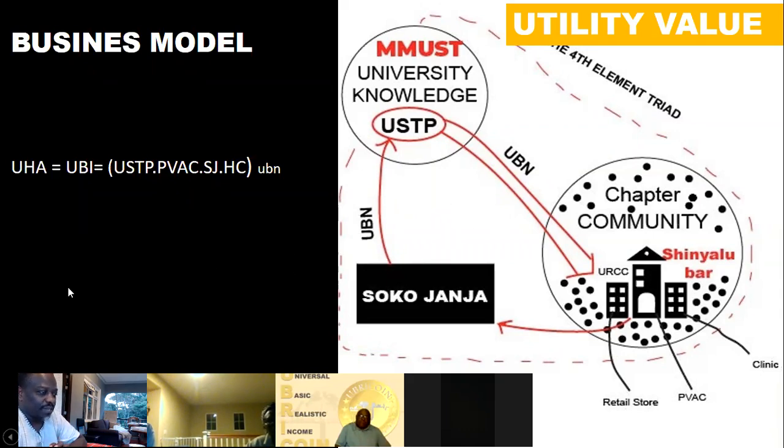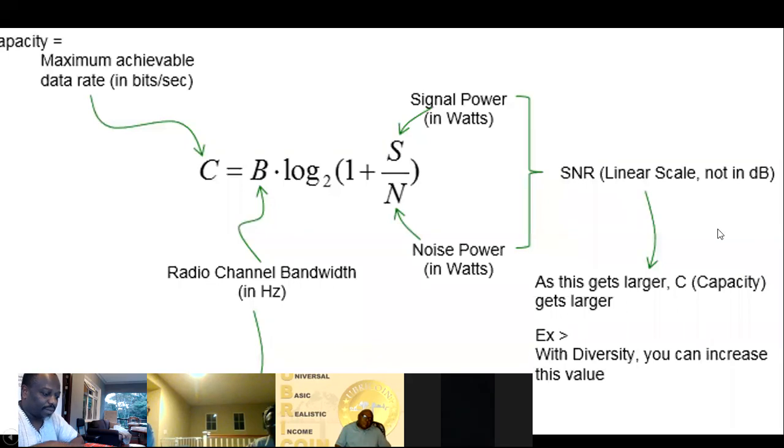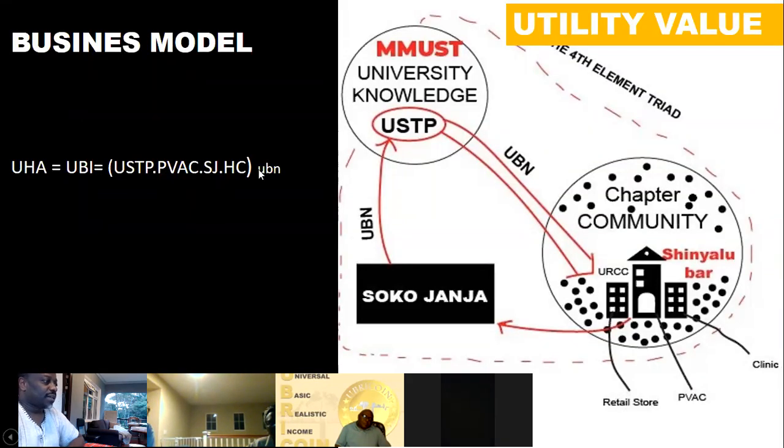So universal basic income means wealth for everyone. Wealth for you, family, relatives, everyone in your chapter, in your village, comes from having a university science and technology park that is sharing knowledge directly with the community through a produce value addition center. So we can add value to the local produce, and then you have a retail store where the value added products can be sold, and then a health clinic where health can be experienced. This cannot happen without UBN. So this is raised to the power of UBN. I could not find the power function in these things, but this is raised to the power of UBN. That is what we're calling the utility value of UBN.